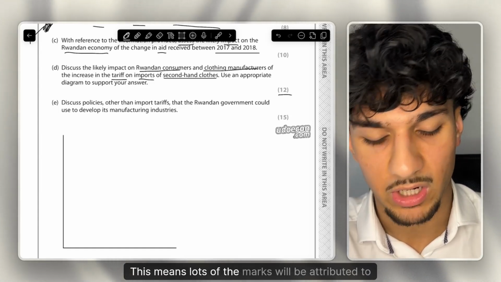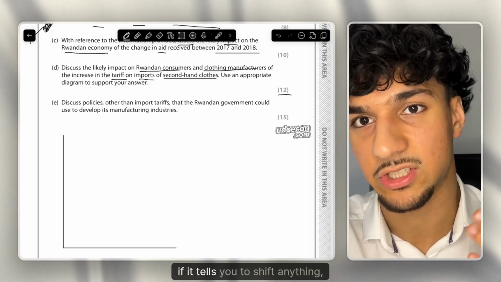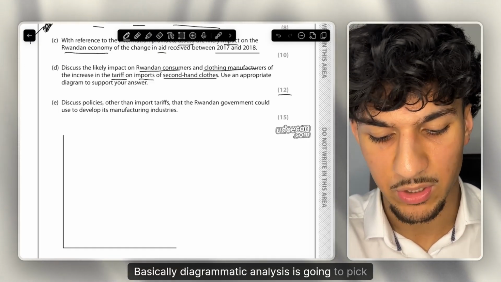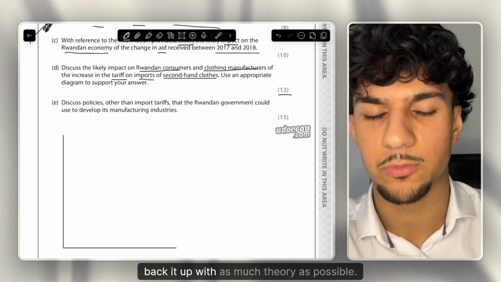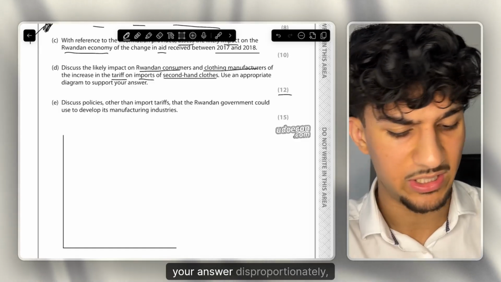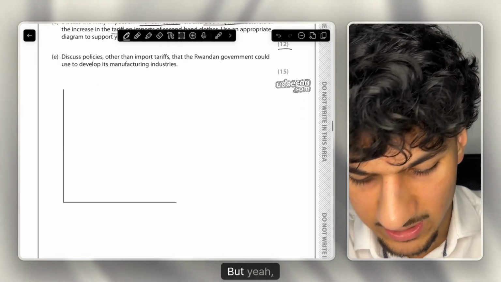This means lots of the marks will be attributed to the diagram. Accurate use of the diagram, if it tells you to shift anything, shift in the diagram. Basically, diagrammatic analysis is going to pick you up loads of the marks. You do not actually need that much writing. Of course, back it up with as much theory as possible, but essentially your diagram should be driving your answer disproportionately, especially when it mentions use an appropriate diagram. But yeah, let's get started.